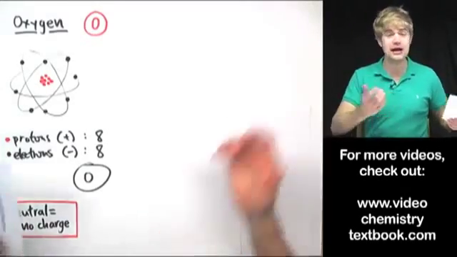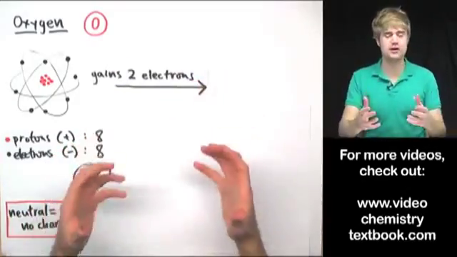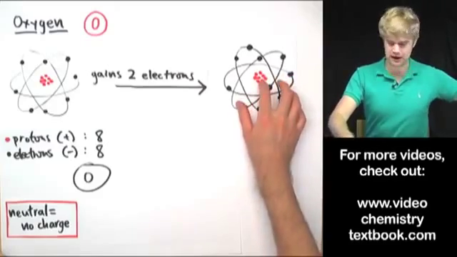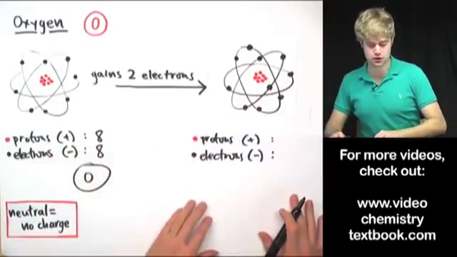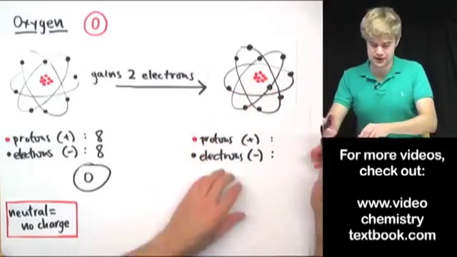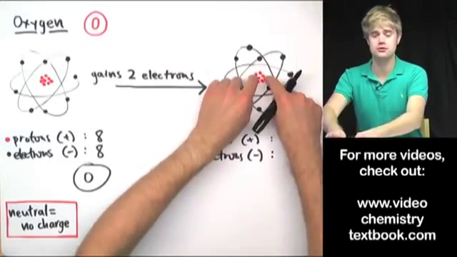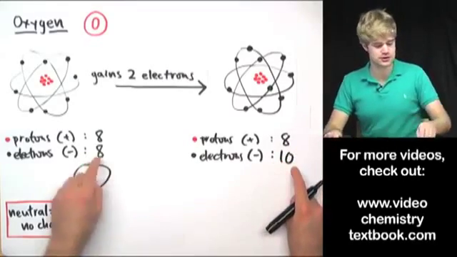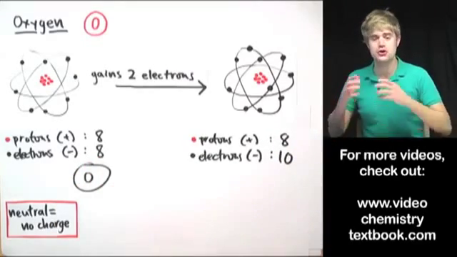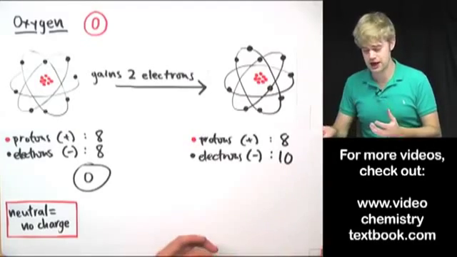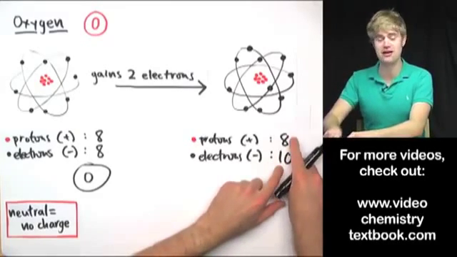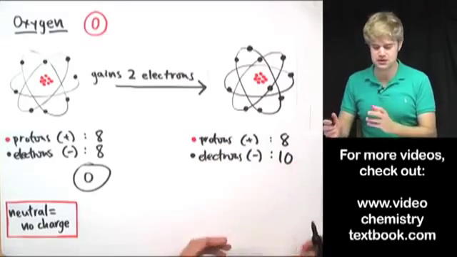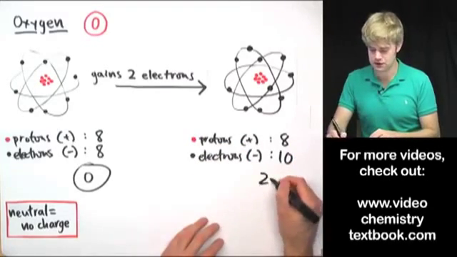But oxygen can gain or lose electrons, and actually it really likes to gain 2 electrons. And here's a picture of the oxygen atom after it's gained 2 electrons. And now it still has 8 protons in the nucleus. And if I count up these electrons, it now has 10 electrons instead of 8, which it had before. So now the protons and electrons don't balance out anymore, and I have more negative charge than I have positive charge.